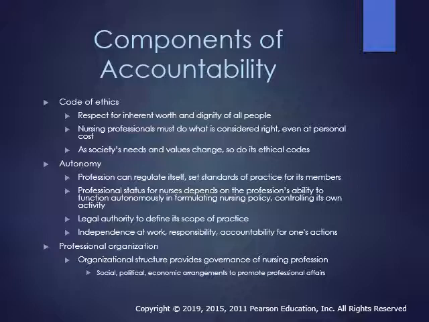Autonomy indicates that a profession can regulate itself and set standards of practice for its members, for example, the state boards of nursing. Autonomy indicates that there's a professional status for nurses that depends on the profession's ability to function autonomously in formulating nursing policy and controlling its own activity. There's a legal authority to define its scope of practice, and there is independence at work, responsibility, and accountability for one's own actions.